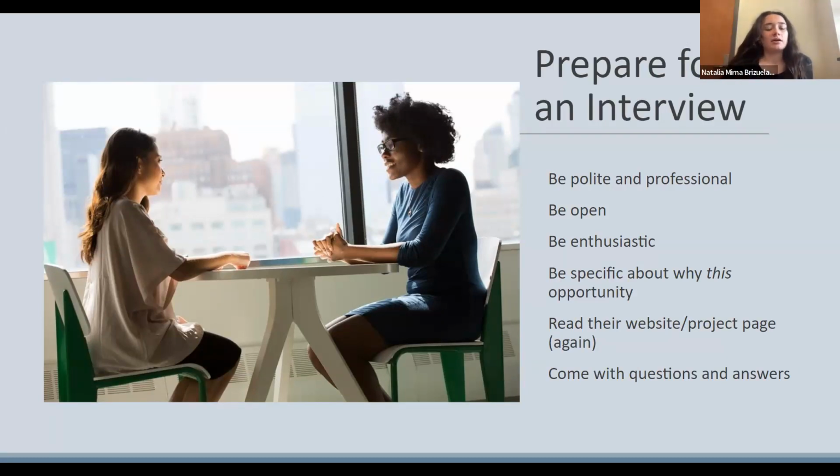Be specific, like it says, about why this opportunity in particular. At Penn State, we are really lucky to have a good amount of undergraduate research opportunities. So be specific and say why this opportunity in particular is the best opportunity for you. And also maybe why you are the best fit for them.